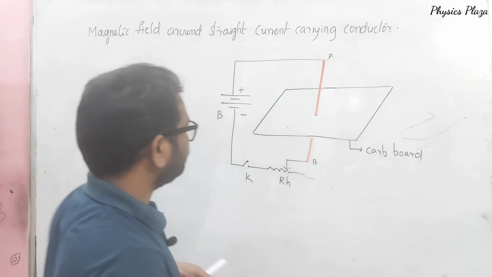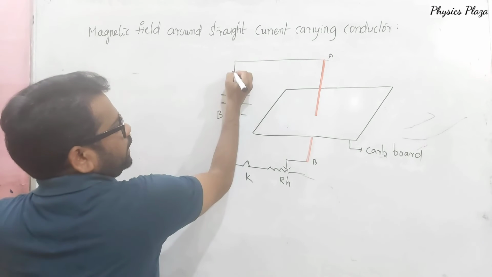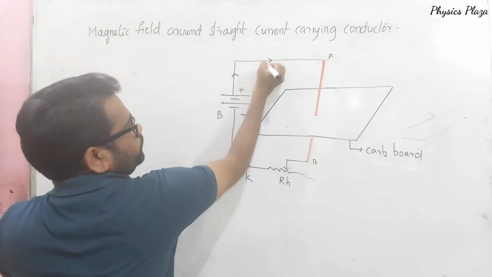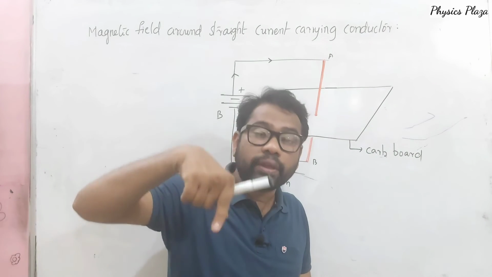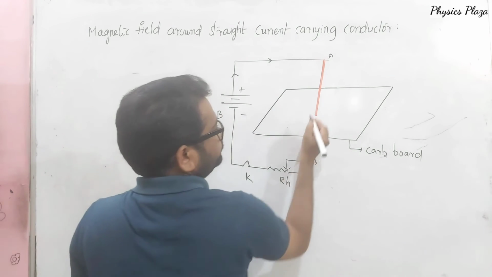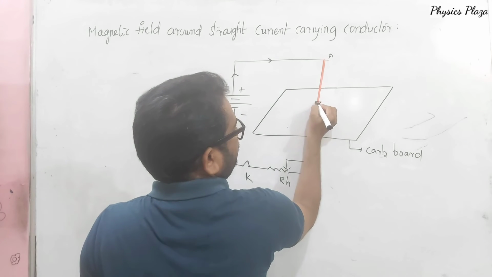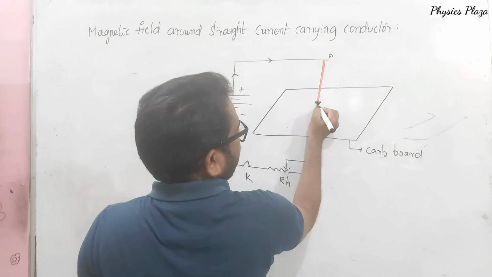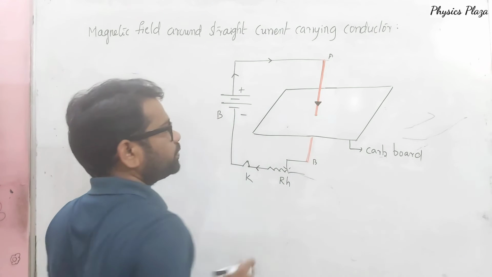Okay, now if the switch is on, then what will happen? Obviously, current starts flowing in this direction. But try to understand in which direction the current is flowing in the conductor. Now from A to B, if you can see, the current is flowing, children, A to B. This is very important. Current is flowing from A to B like this.